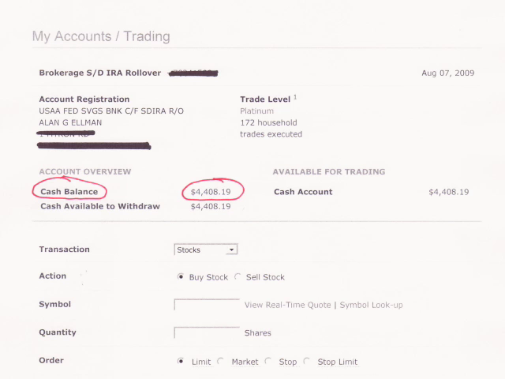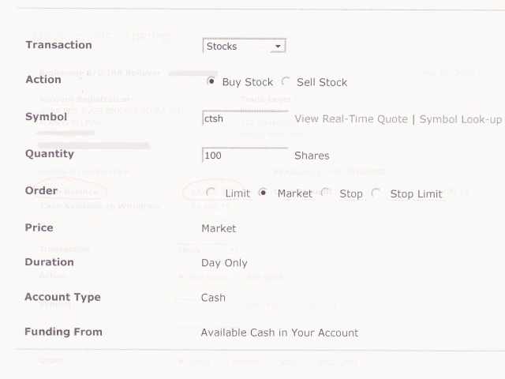Normally this page will default to buy stock. And pretty much that's the first step when you're doing a covered call trade. You're purchasing the stock and then you're selling the option. So what we're going to do in the next step is put in the ticker symbol for the stock that we want to purchase. And that is CTSH. You also want to put in the number of shares, which in this case is 100 shares.